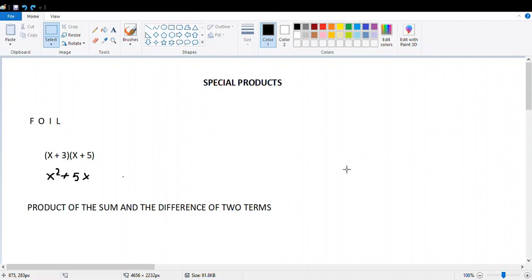I is because we have to multiply the inside terms. The inside terms in this case are 3 and x. Then 3 times x, of course, is positive 3x. And L because we have to multiply now the last terms. The last term in the first parenthesis is 3 and the last term in the second parenthesis is 5. Then 3 times 5, of course, is positive 15.